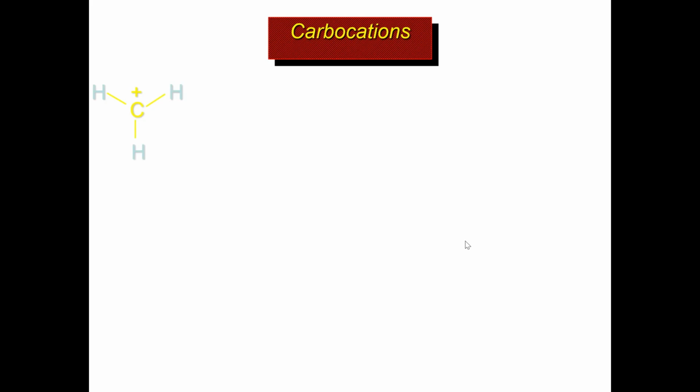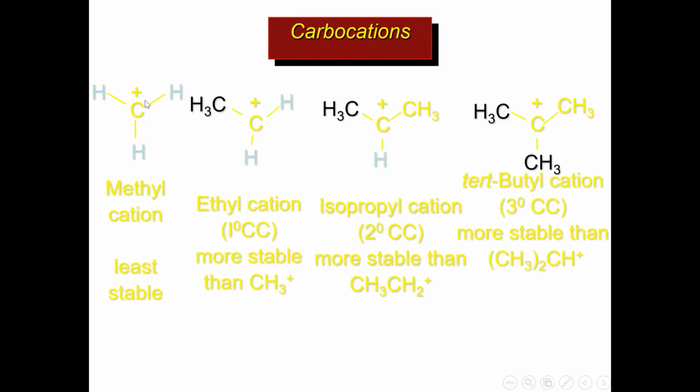The simplest of all carbocations is the methyl cation. The carbon, which has a positive charge, is attached to three hydrogens. If it is attached to one carbon and two hydrogens, it is a primary carbocation. An example is the ethyl cation. The isopropyl cation is an example of a secondary carbocation, which is attached to two carbons and one hydrogen. If it is attached to three carbons, then it is a tertiary carbocation. An example is the tertiary butyl cation.